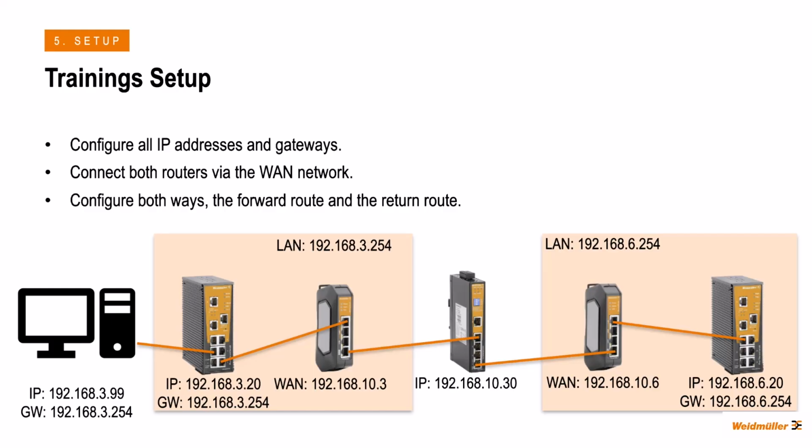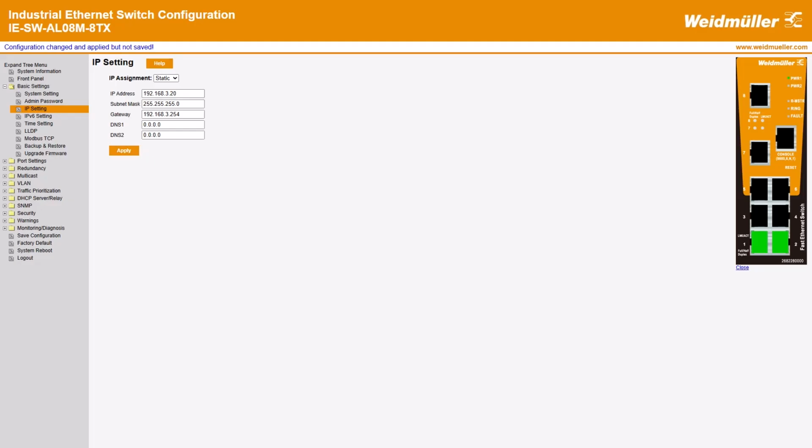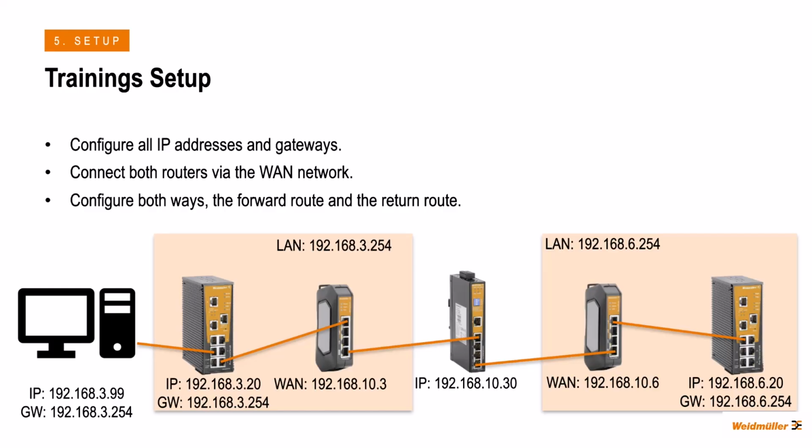For this exercise, configure all devices according to the network diagram. Don't forget to set the gateway. As you can see here, this is necessary for the switch to find its basic path to other networks. The further routing into other networks is part of the router then. The PC is located in the network 192.168.3.0/24 and uses 192.168.3.254 as its default gateway.